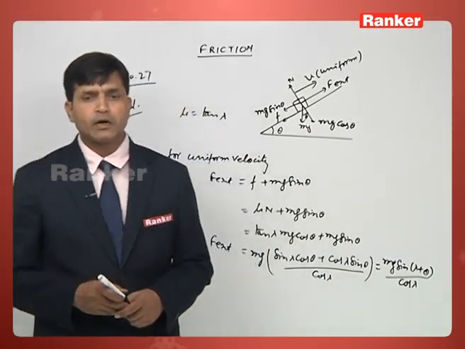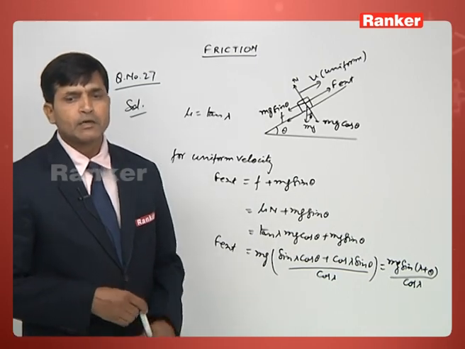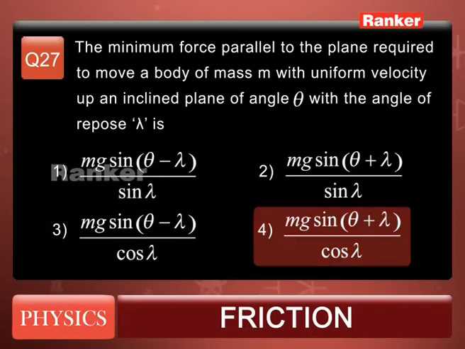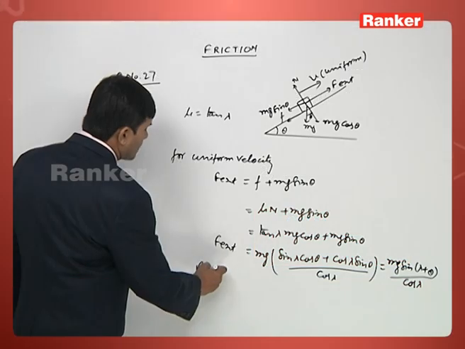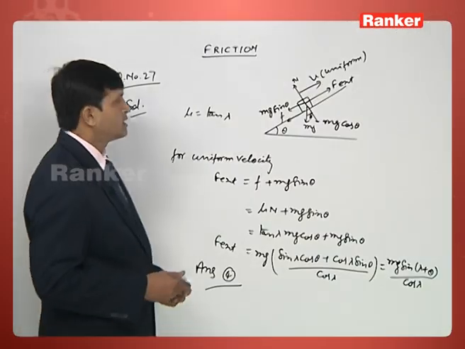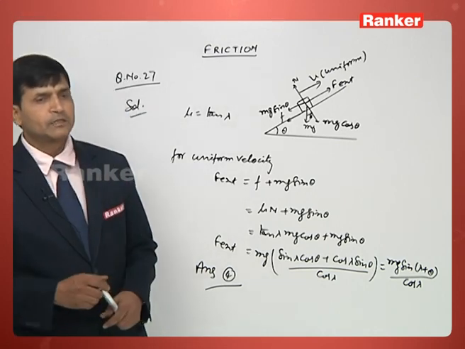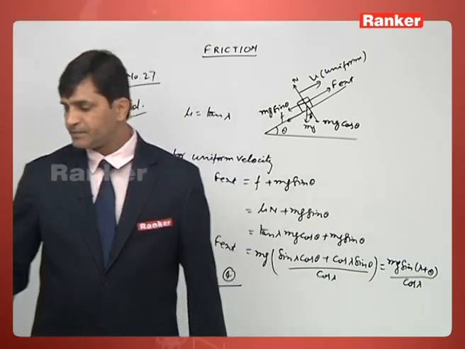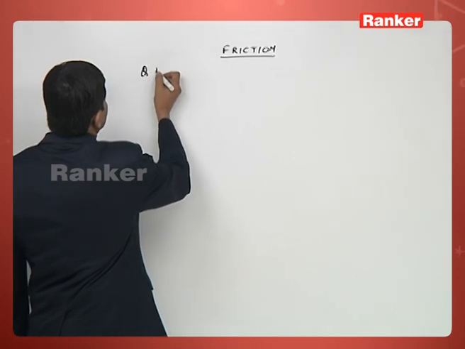As per the given options, our correct option is option number 4, which is mg sin(theta + lambda)/cos lambda. So finally our answer is option number 4. Now come to the next question, question number 28.